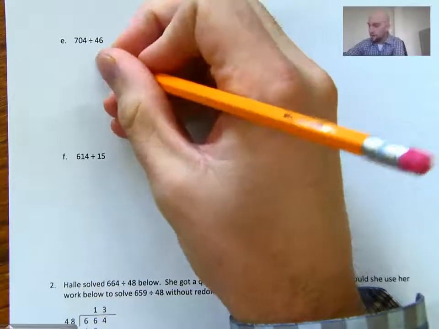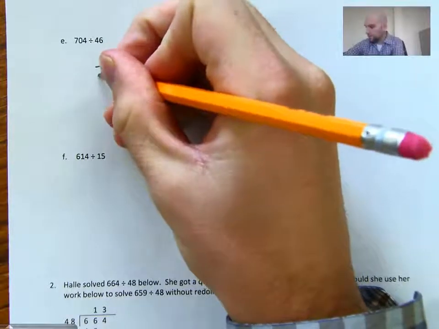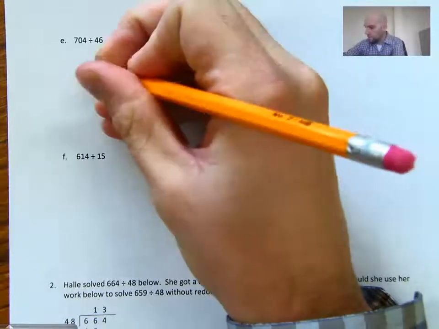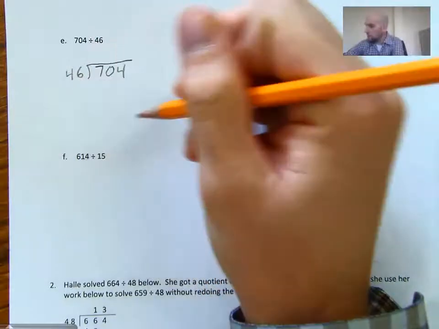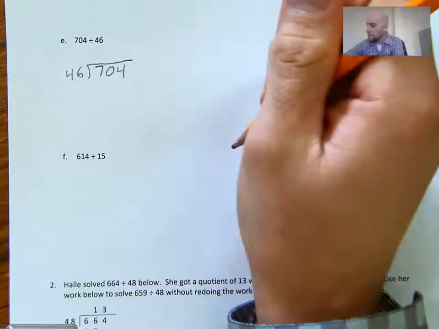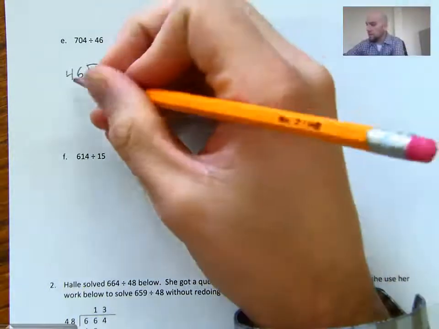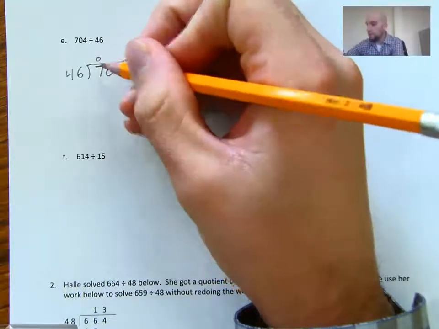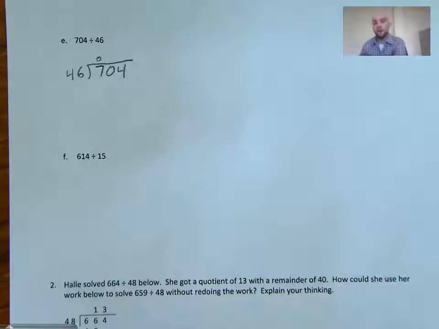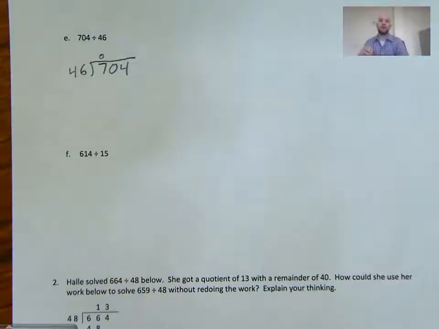This says letter E here. 704 divided by 46. Again, always make sure that divisor is outside the box. And then 46, we'll look at our first digit. Does it go into 7? It does not, but it does go into 70. And I want to find a number that's close to 46 that I can multiply by to see how many times 46 will go into 70.